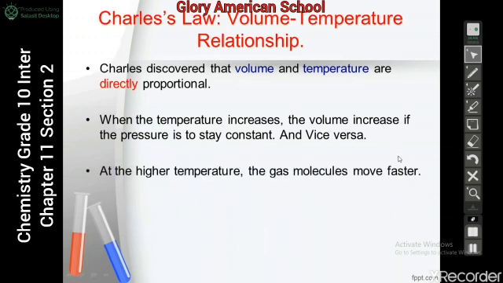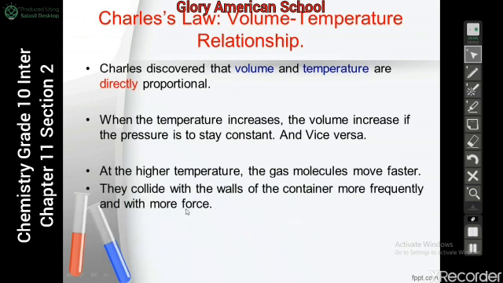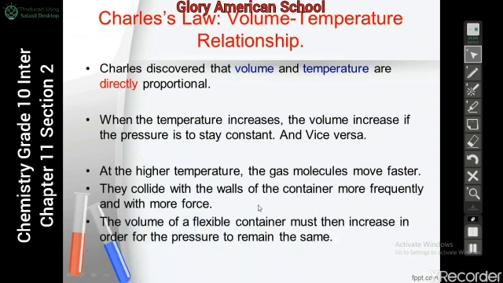Why? If we heated a gas, if we increased the temperature of the gas, this means that the gas particles will move faster. And if they move faster, this means they will collide with the container walls more and more, and with more force. So they will push the container walls. So if the container is flexible, the volume will increase, and the pressure will remain constant.